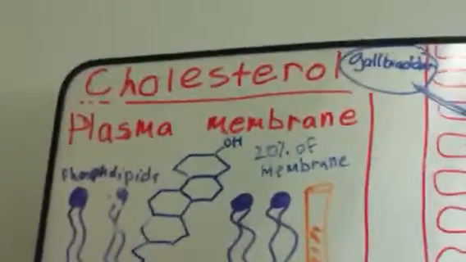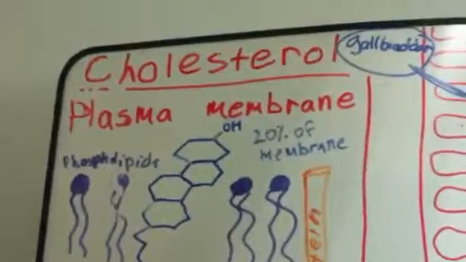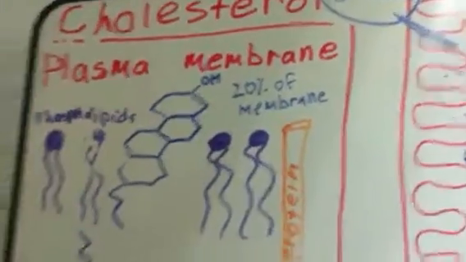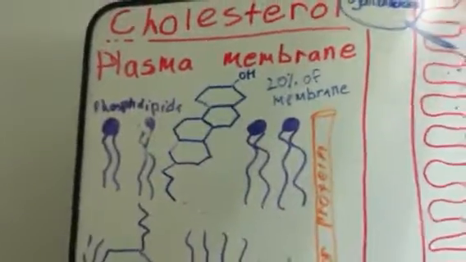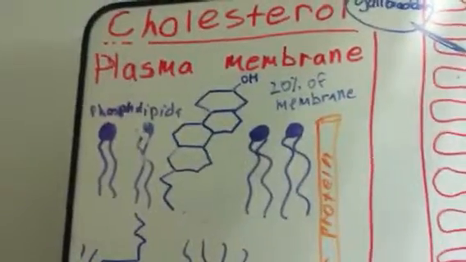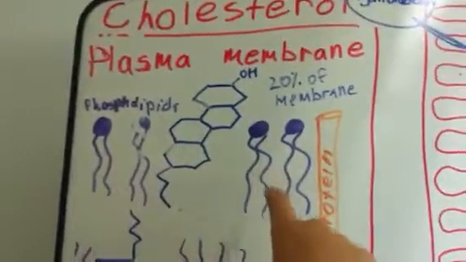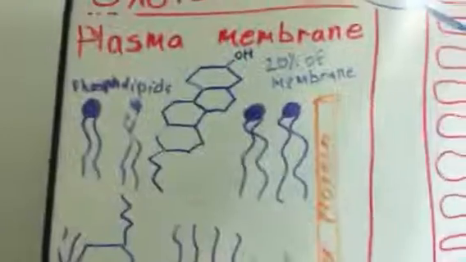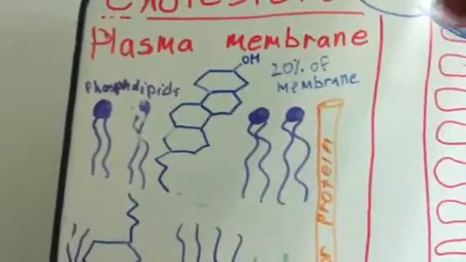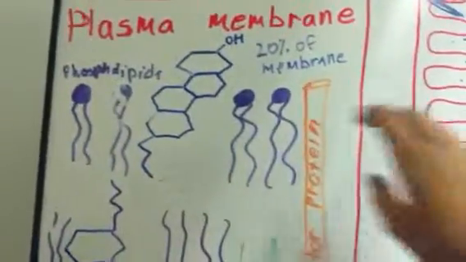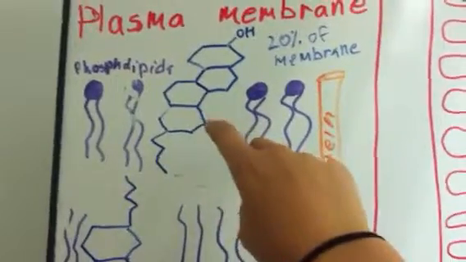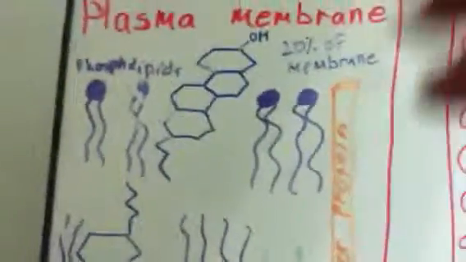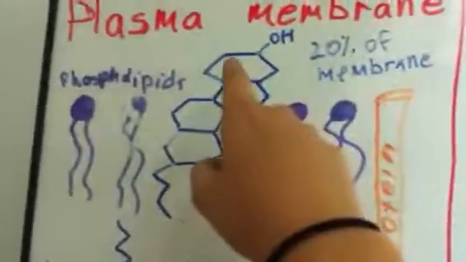Cholesterol. Interesting stuff here. Cholesterol makes up about 20% of the plasma membranes of every one of our cells. We've seen the phospholipid cell membrane drawn many times by Ms. Foster. So just keep in mind that that phospholipid membrane also has some cholesterol in it. And this, a little bit about the structure of cholesterol here.